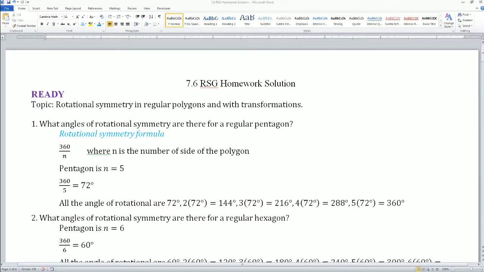Alright, welcome. This is the 7.6 Ready, Set, Go homework solution. Alright, we have the ready part. This is talking about rotational symmetry in a regular polygon and with some transformations.